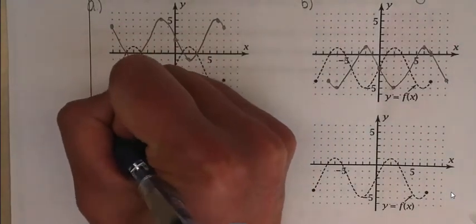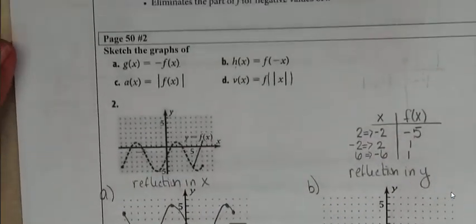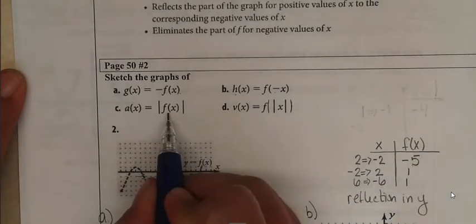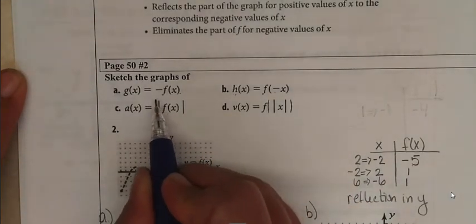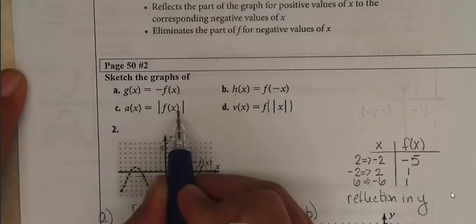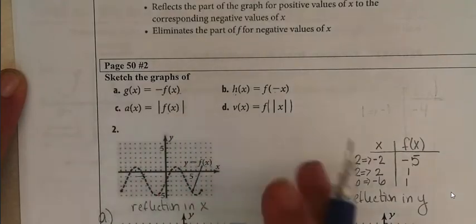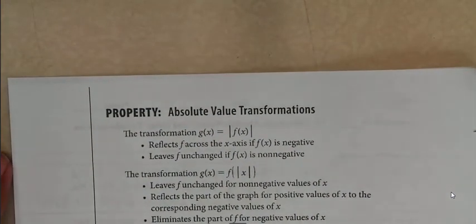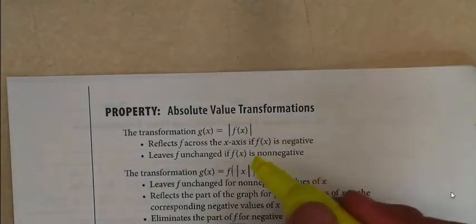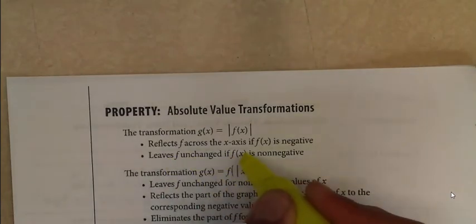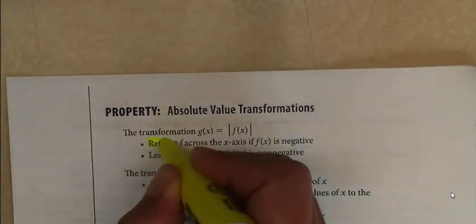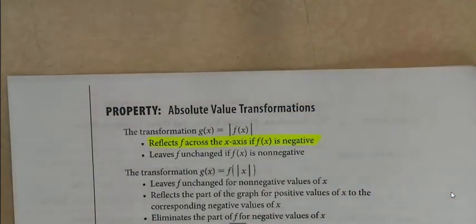Okay. Moving on to C. So C says this new function is basically going to be an absolute value of the old function. That means that all of my outputs, you now need the absolute value of them. So let's come up here. What this does, and we've talked about that before, is it reflects f across the x-axis if f of x is negative. So all your negative outputs now get reflected across the x-axis. Okay, they all become positive.